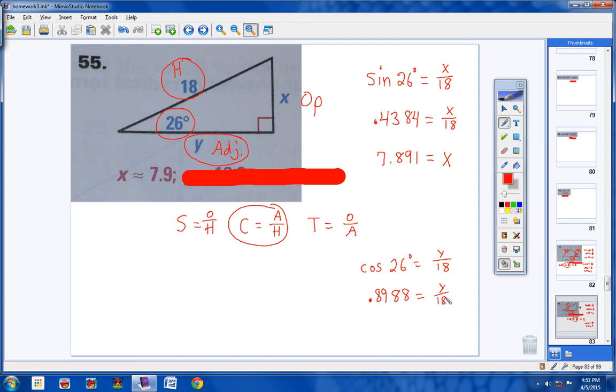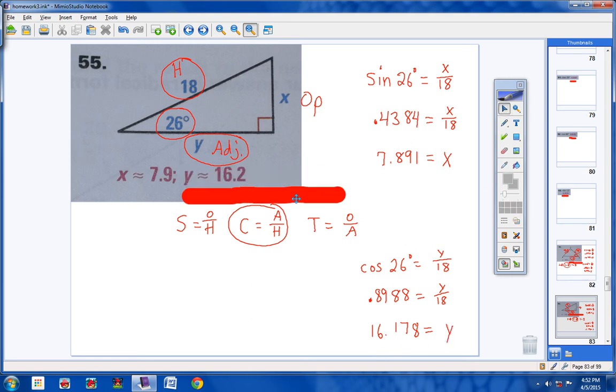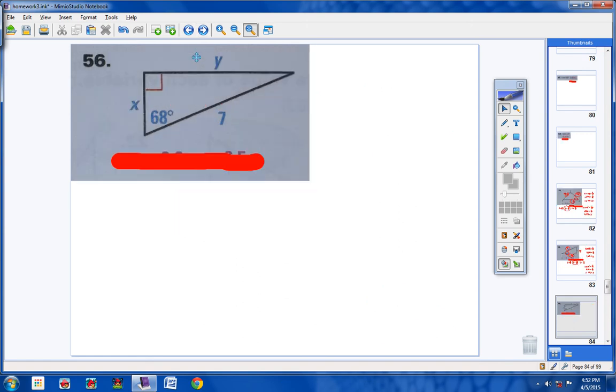Now what is your denominator? 18. So we're going to multiply both sides by 18. If you multiply 0.8988 times 18, you're going to get this right here. 16.178. If you multiply this side by 18, you're left with y. So if you round this correctly, it'll be 16.2. Alright? Okay, moving on to number 56.